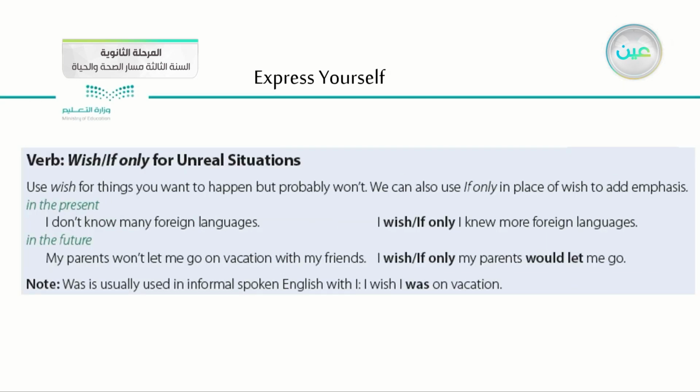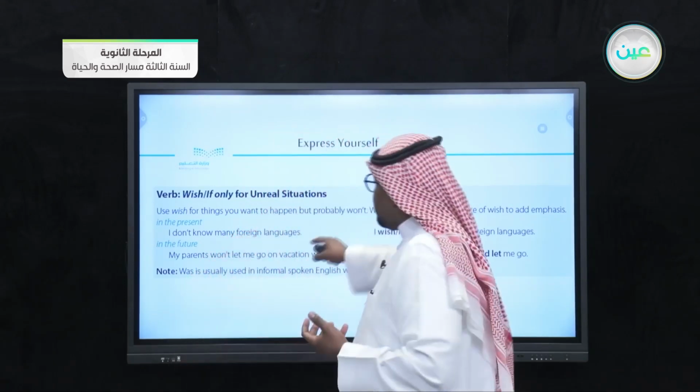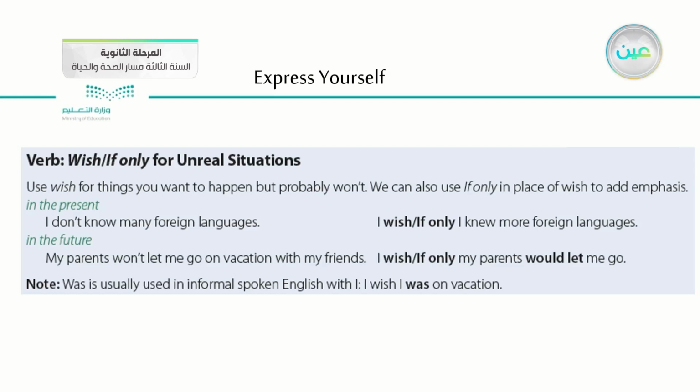And of course, finally, we have this part, which is wish if only for unreal situations. So we can use wish plus if for unreal situations, for situations that are unusual or unreal. So we use wish for things you want to happen, but probably will not. Sometimes we wish for something to happen, but it doesn't.